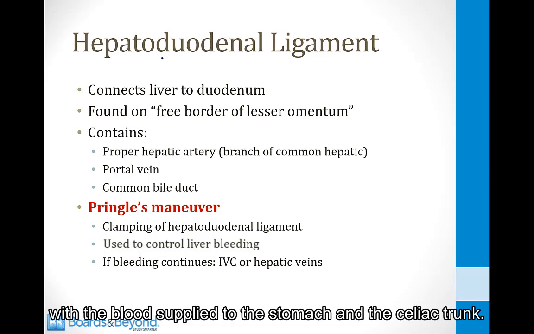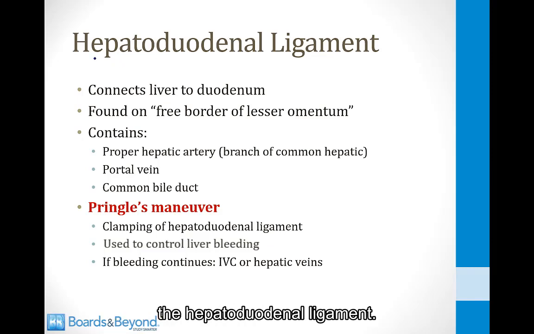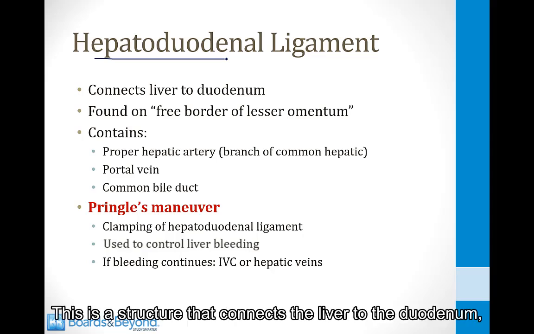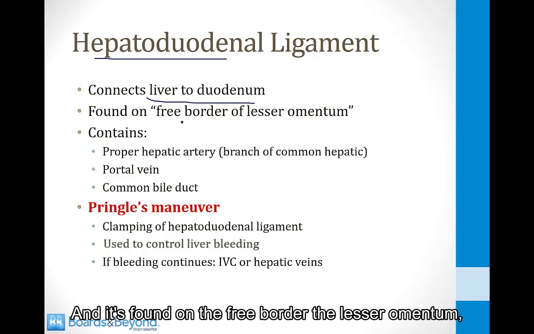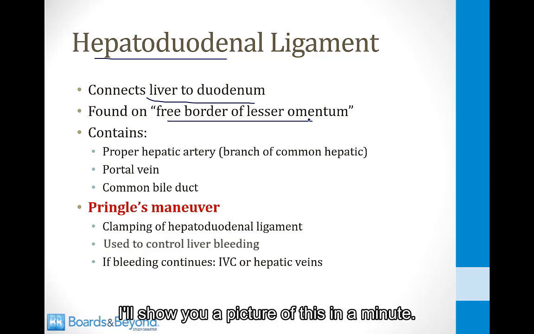There is another clinical tie-in that has to do with the blood supply to the stomach and the celiac trunk, and that has to do with the structure called the hepatoduodenal ligament. This is a structure that connects the liver to the duodenum. That's why it's called the hepatoduodenal ligament. And it's found on the free border of the lesser omentum. I'll show you a picture of this in a minute.